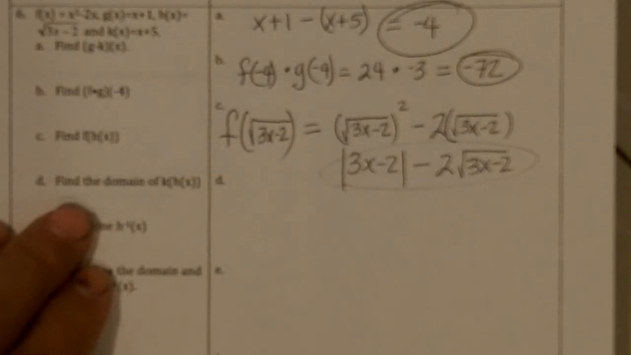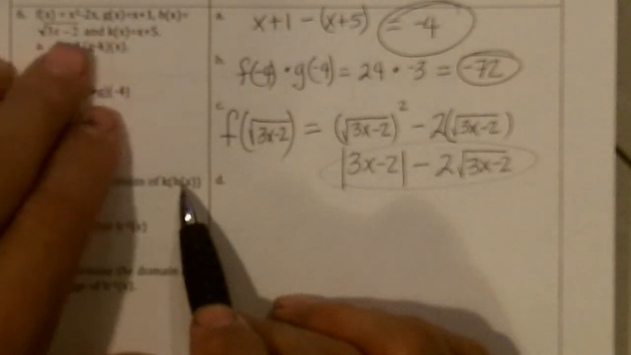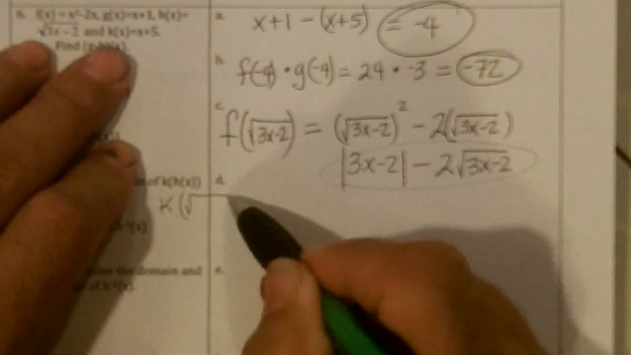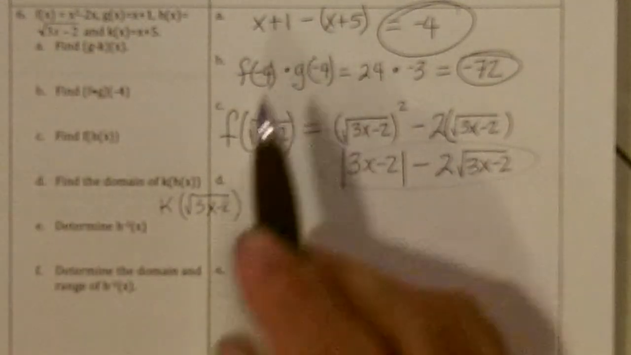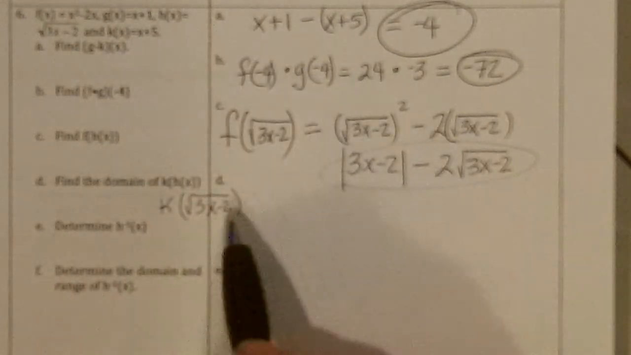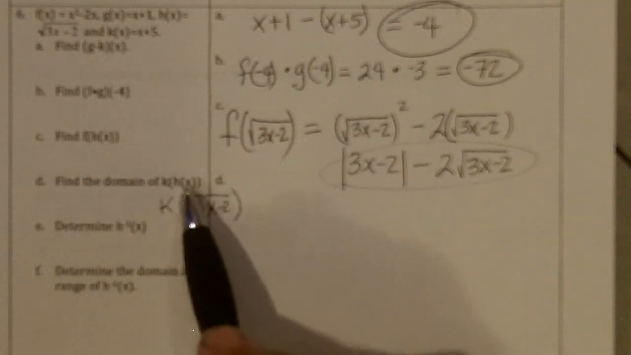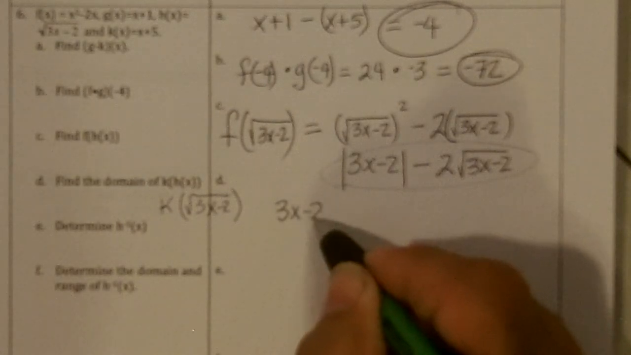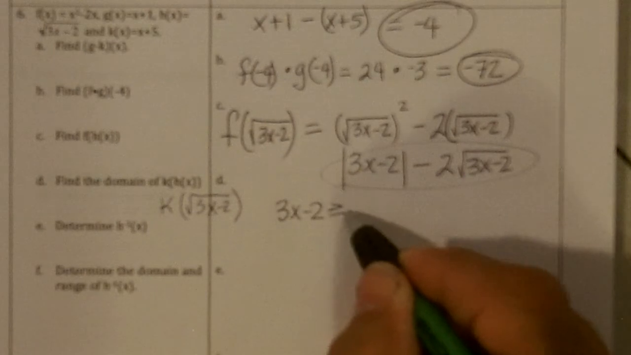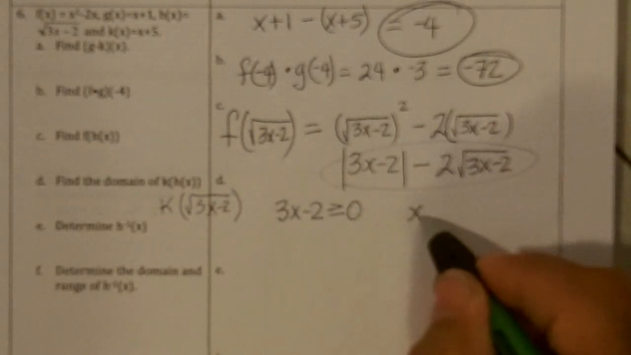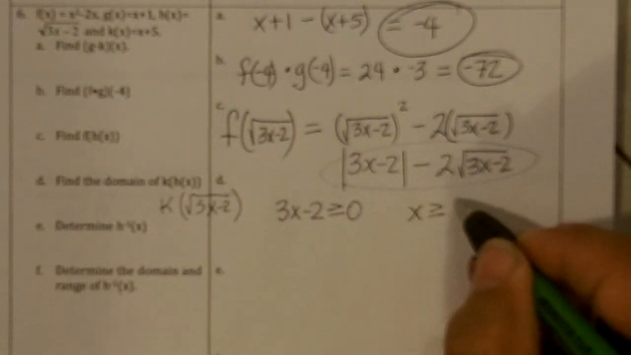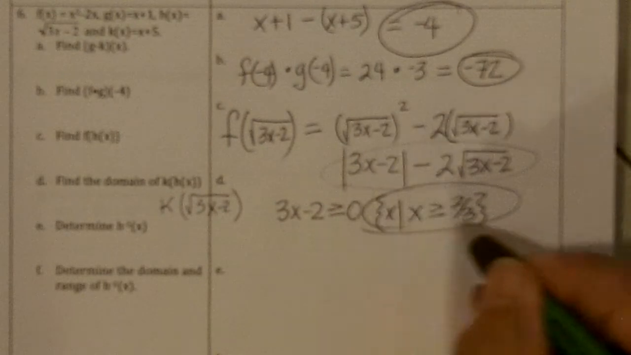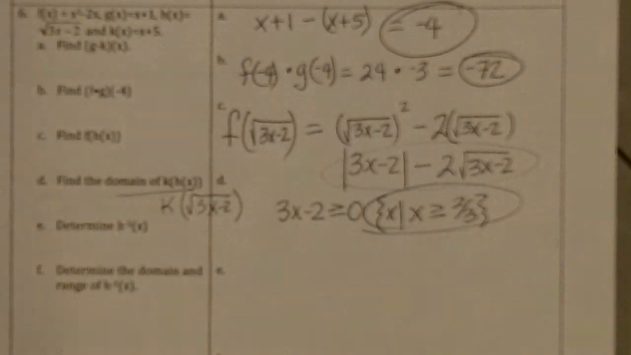Find the domain of k of h of x. Well, k can take anything because it's x plus 5. But what you can put into h would have to be a positive number or 0. So we'd have to do 3x minus 2 and make sure that's greater than or equal to 0. So we'd add 2 and divide by 3, and x has to be greater than or equal to 2/3. And this would be the domain of h of k of x.